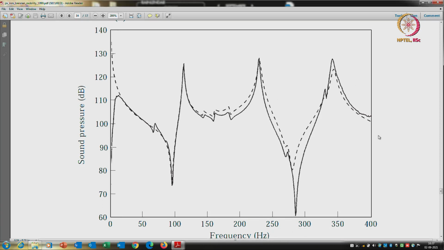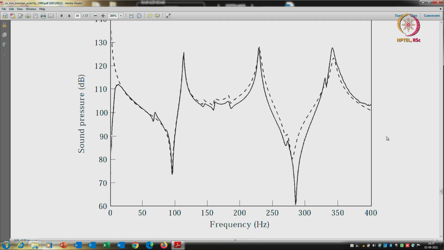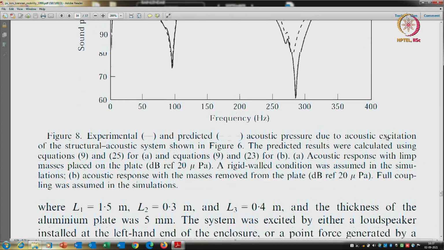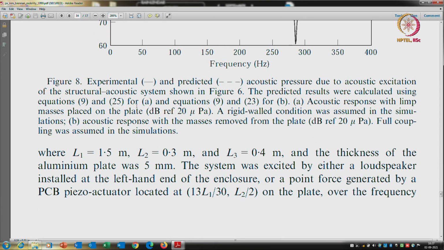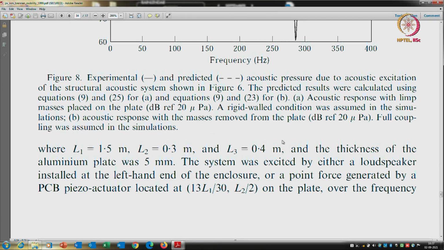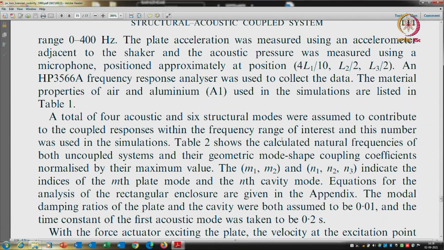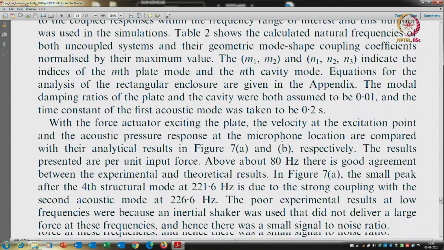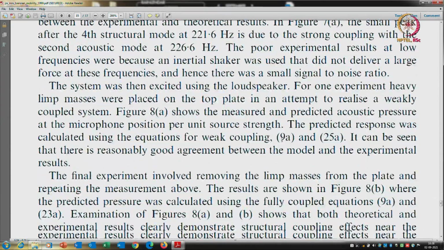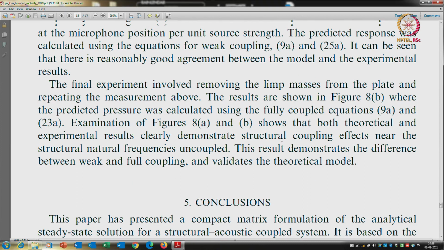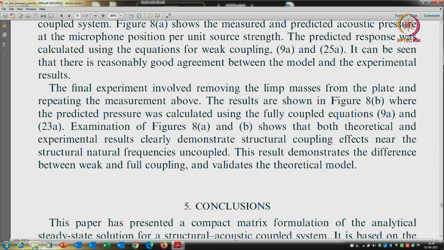Okay, so air being light, more or less the uncoupled resonances hold. Okay, and these are the dimensions L1, L2, L3, and the thickness of the plate is 5 millimeters and so forth. So using the derivation I have presented and this paper, you should be able to get these results quite easily. Okay, now I move back to my iPad and move forward with the next portion of the lecture.